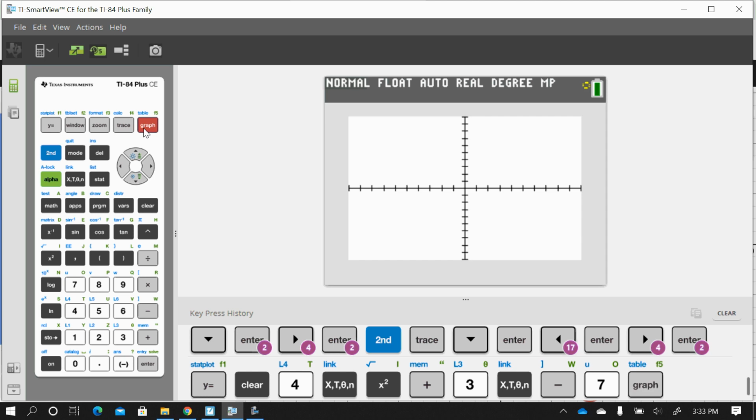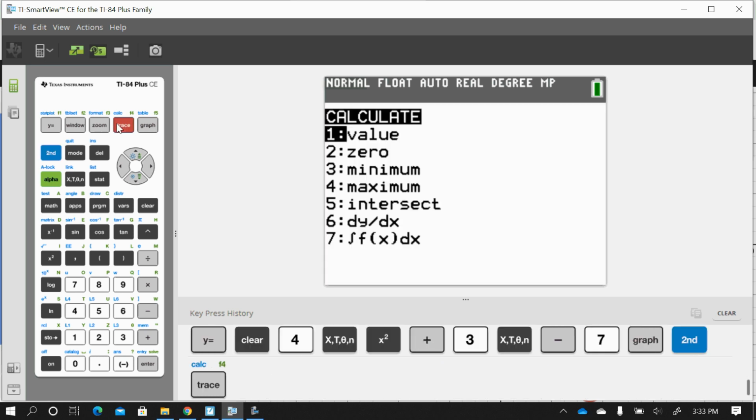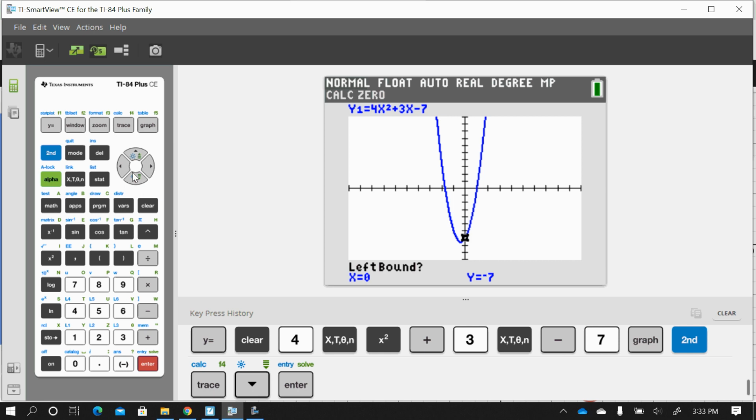I'm going to go straight to graph. Oh, it looks like x equals 1, but I'm not sure about this one. So we're going to go second calc. And I want to find the 0. Okay, remember our solutions are always called the 0. So I need to be to the left. So boop, boop, boop. Right there to the left, hit enter.